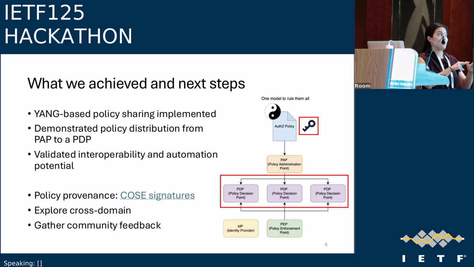Next step, we would like to use some mechanisms of provenance and further explore cross-domain policy sharing scenarios, and we are looking forward to gathering feedback. Thank you.